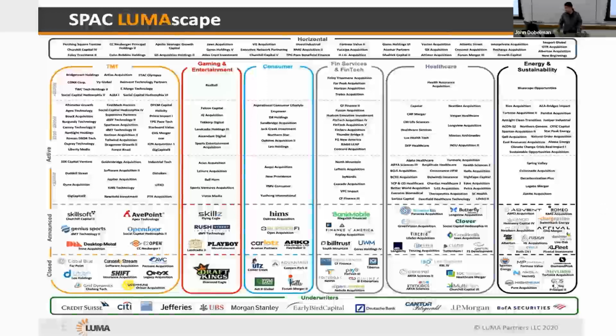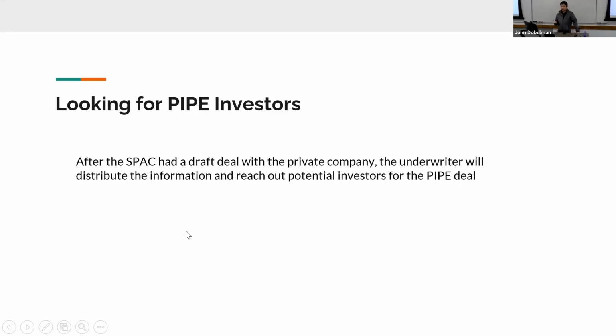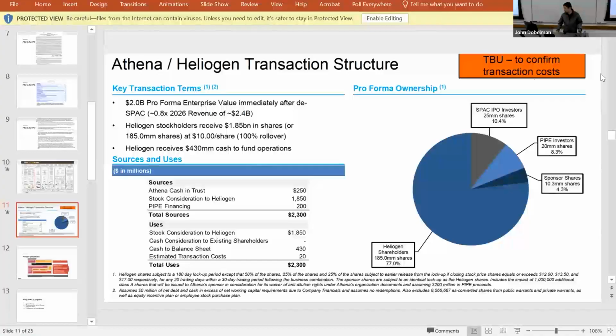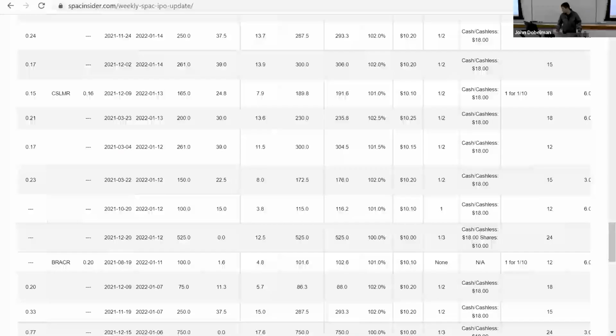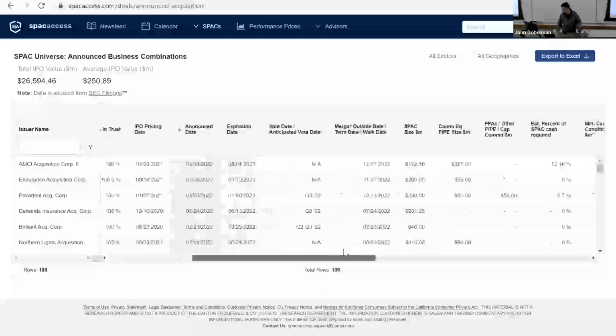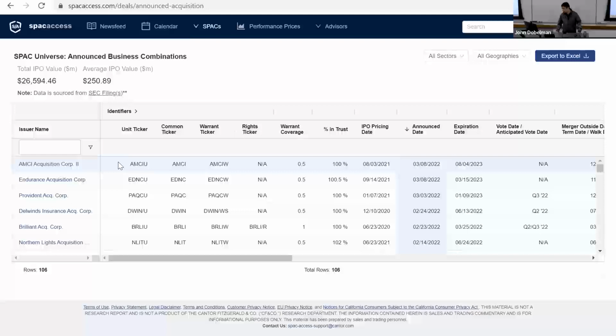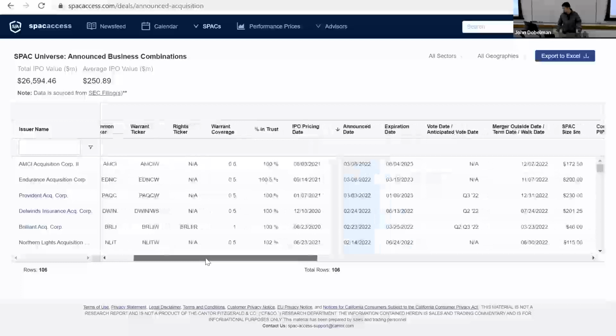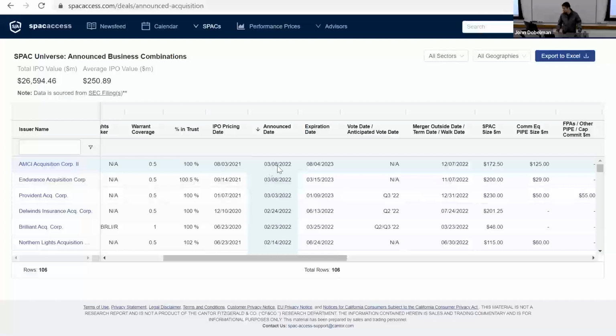So then, when you find a target company, you want to have some PIPE investors to back you up and get the deal done. Now let's look at what a PIPE is, the typical PIPE size and how it looks. We can move to some announced deals out here because they have better data. Let's give an example. This company, AMCI Acquisition Corp. 2, which is their second SPAC, has a recent announcement earlier this week. You can see the announced date is March 8th, which I remember was Tuesday.